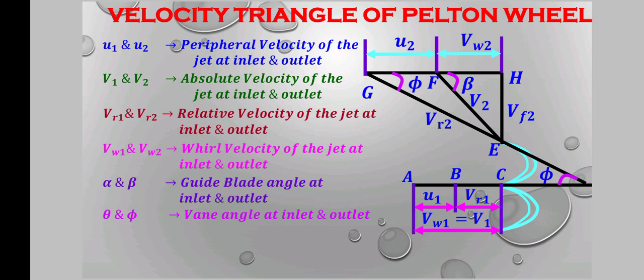This is the velocity triangle of a Pelton wheel turbine, which gives the values of U1, U2, V1, V2, VR1, VR2, VW1, VW2, and alpha, beta, theta and phi. U1 and U2 give the peripheral velocity at inlet and outlet, V1 and V2 give the absolute velocity of the jet at inlet and outlet, VR1 and VR2 give the relative velocity of the jet at inlet and outlet, VW1 and VW2 give the whirl velocity at inlet and outlet, alpha and beta give the guide blade angle at inlet and outlet, and finally theta and phi give the vane angle at inlet and outlet.